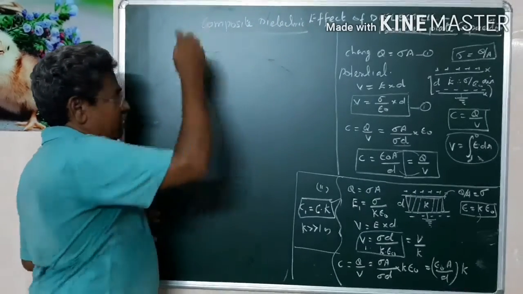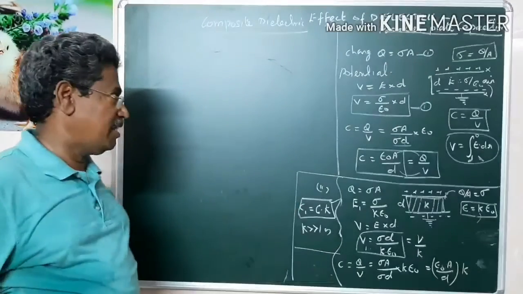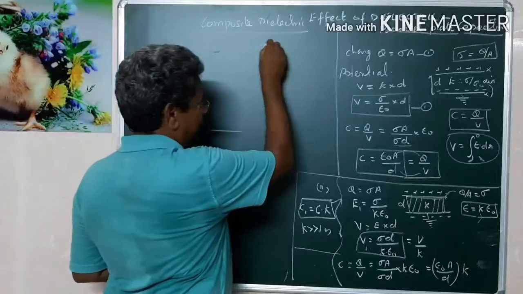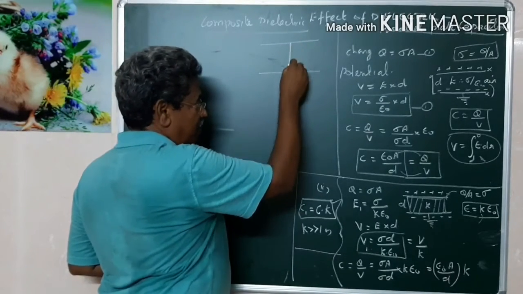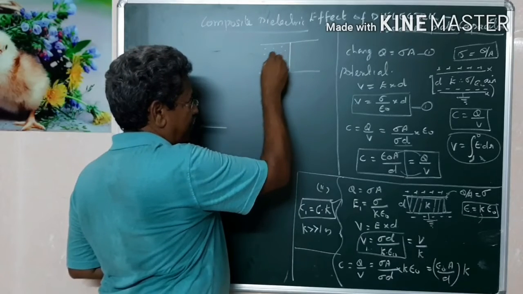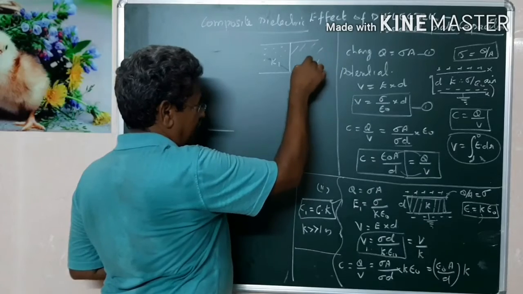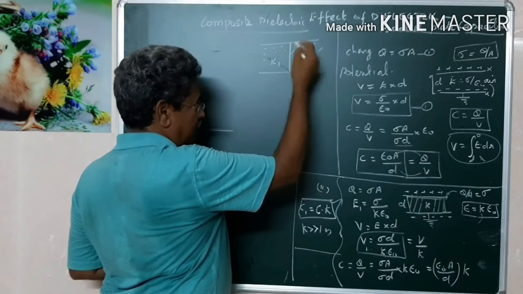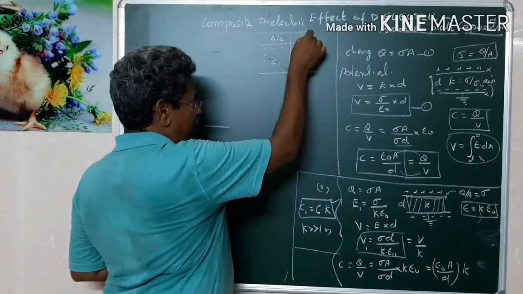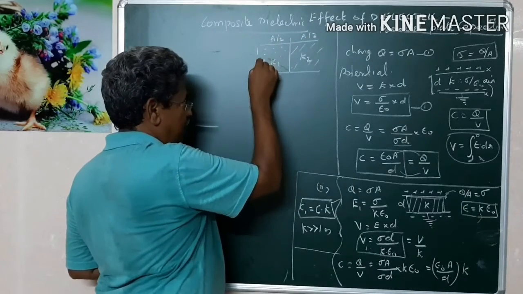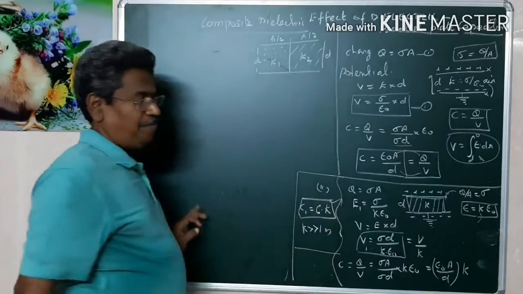Introduction of composite dielectric. That means the dielectric is not a single one, it is a combination of a few dielectric materials. For example, I am taking the first option. Consider two parallel plates filled with two types of dielectric material, for which the dielectric constant is K1, and this is another material for which the dielectric constant is K2. The overall area of the plate is A, so for this it is A by 2 and for this it is A by 2, but the distance between the two plates for this dielectric is D, for this also D.